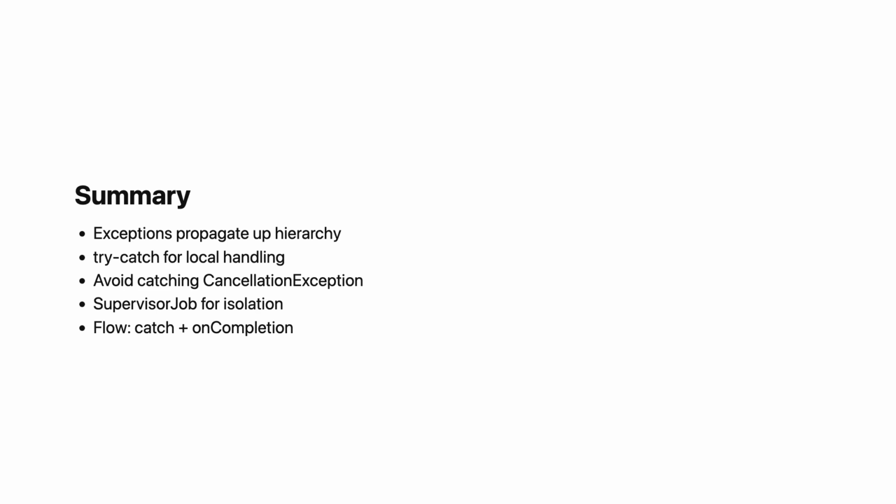Let us summarize. Exceptions in coroutines propagate through the hierarchy. Use try-catch for local error handling. Avoid catching CancellationException. CoroutineExceptionHandlers handle uncaught exceptions at the scope level. SupervisorJob isolates child failures. Flow uses catch for upstream errors and onCompletion for cleanup. Handle errors deliberately. Unhandled exceptions crash your application.